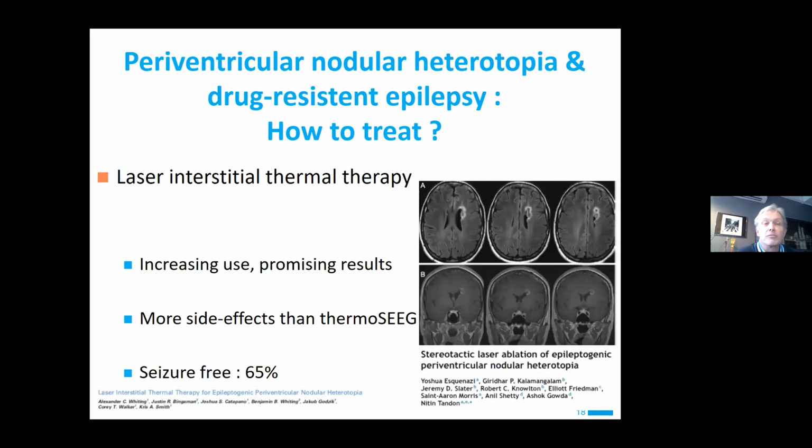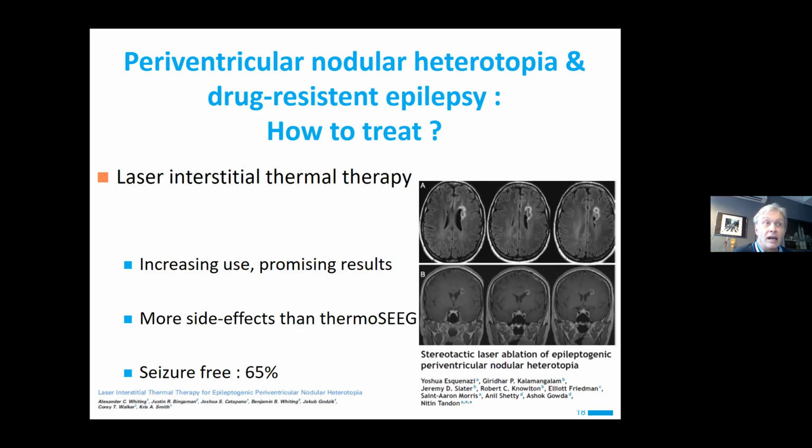A third therapeutic option is, of course, represented by laser interstitial thermal therapy, which is in increasing use worldwide. I must confess that I do not have any experience with laser. As you know, it is clearly not approved yet in France, at least for epilepsy, so I cannot comment with any personal experience. I found many high-quality literature data, one of them shown here dealing specifically with heterotopia.